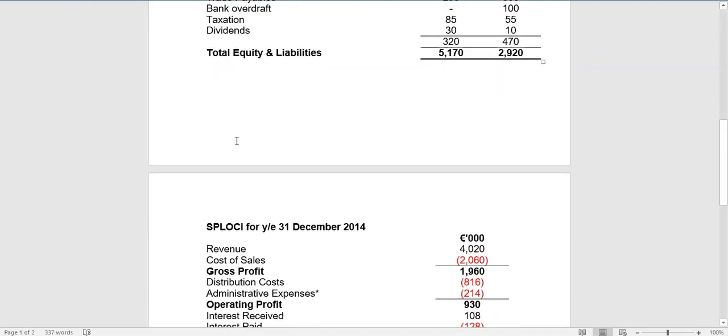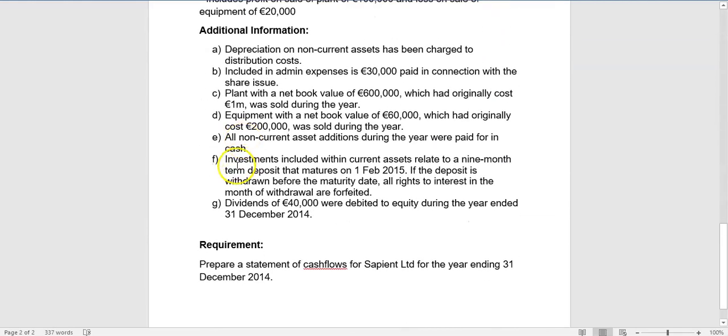Short-term investments we need to figure out a bit more, because we know from the lectures IAS 7 has a particular definition around cash and cash equivalents. And we're told these investments relate to a 9-month deposit that matures on the 1st of February. If the deposit was withdrawn before that date, all rights to interest are lost. The key thing here is a 3-month maturity or less. That's the definition for cash and cash equivalents.